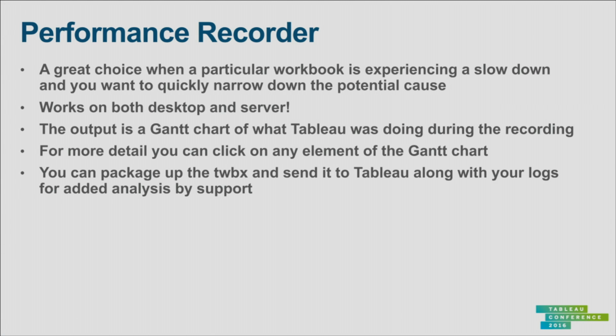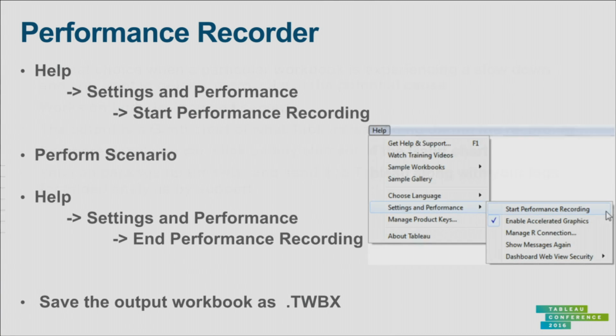And you can save that as a TWBX, and indeed, if you ever engage support, probably one of the first things they'll ask you to do is save it as a TWBX and give it to support so we can have a look at it. So this is a simple way it works on the desktop. You go to Help, Settings and Performance, and start the performance recording. And then you do whatever you are finding to be slow. That could be loading the workbook or doing some sort of interaction or some combination of both. And then when you're done, you go to the same menu item and you say stop.